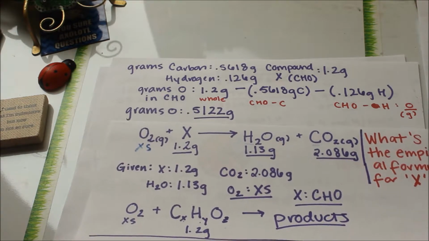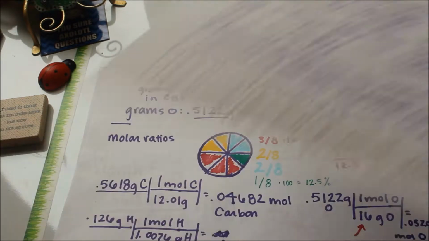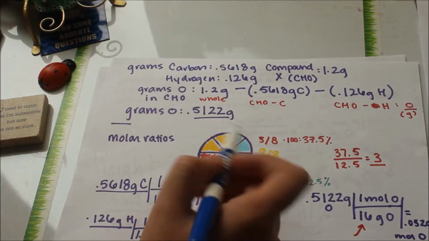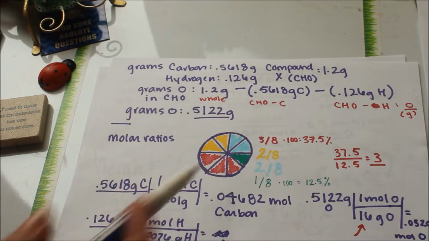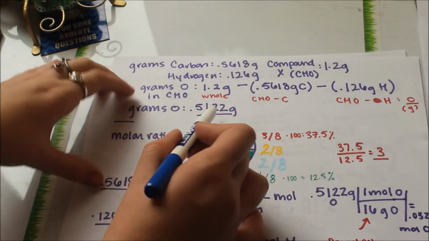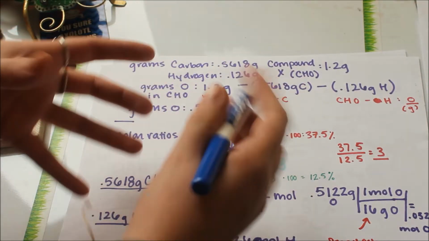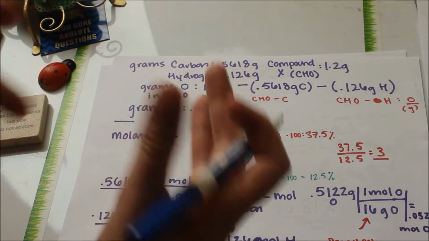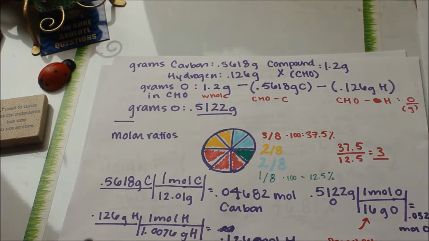Now comes the awesome part. Now we get to do molar ratios. And this is just a little picture to kind of help visualize what we're doing. We're taking all the pieces of the pie, and now we're putting them together. We're calculating them together.